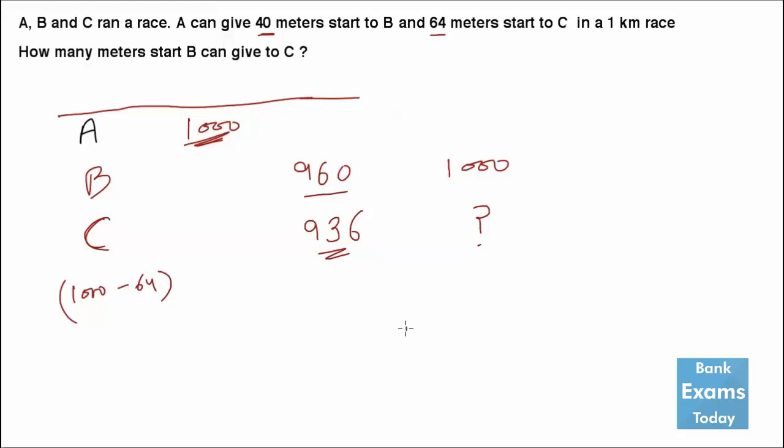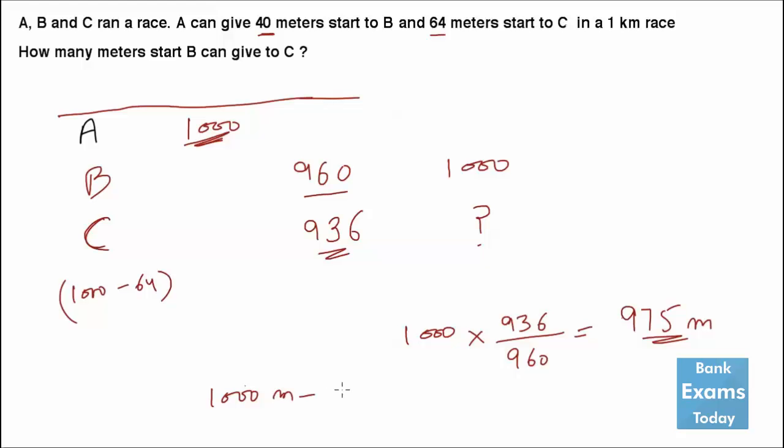So simply 1000 multiplied by 936 divided by 960 is equal to 975 meters. So B can give 1000 meters minus 975 meters is equal to 25 meters start to C. And that's our answer.